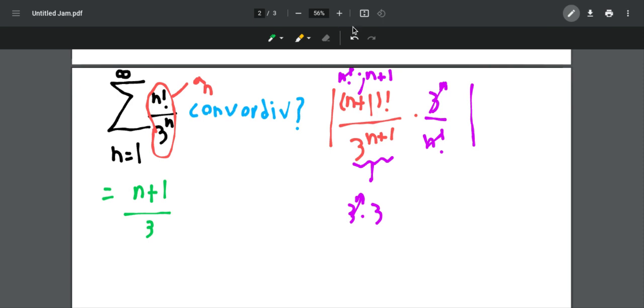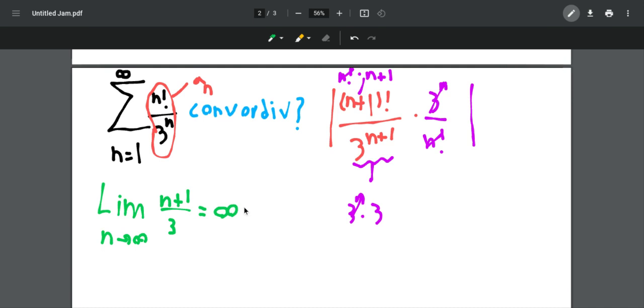Now I should take the limit. Let's write the limit, lim. Now for my final step, I should just take the limit as n approaches infinity of this expression outside of the absolute value that we found. So I should find the limit as n approaches infinity of n plus 1 over 3. And we can see that clearly if we plug in infinity, we just get infinity over 3. So the limit just goes to infinity.